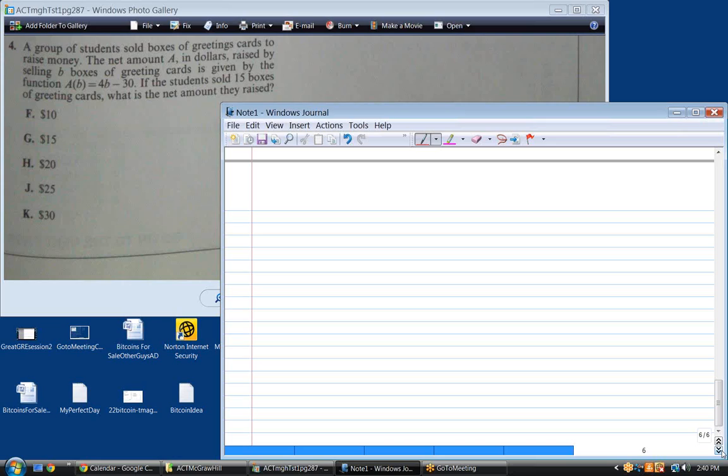Again, this is a problem that looks like it might be hard only because it's 5 sentences long and it's got some complicated looking equations in it. Don't let that fool you. Could you just plug 15 in for B? Exactly. That's exactly correct.